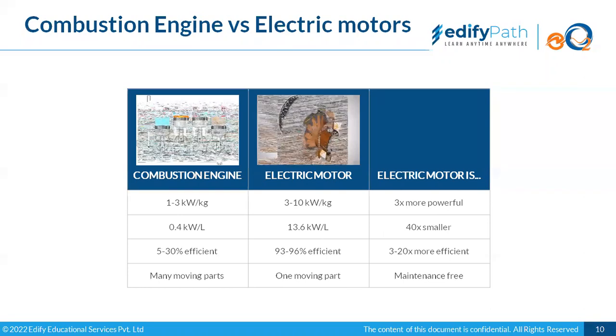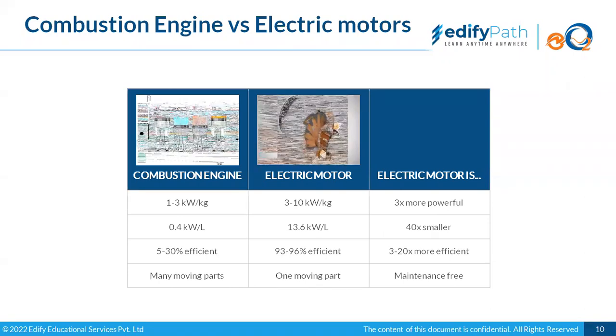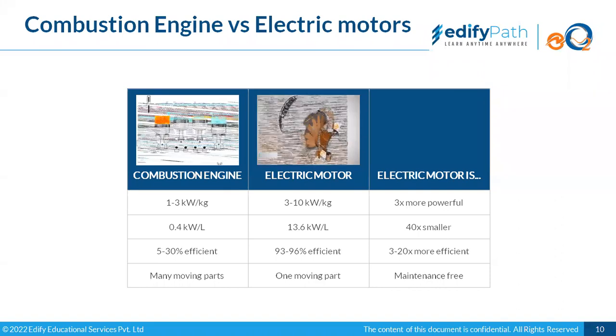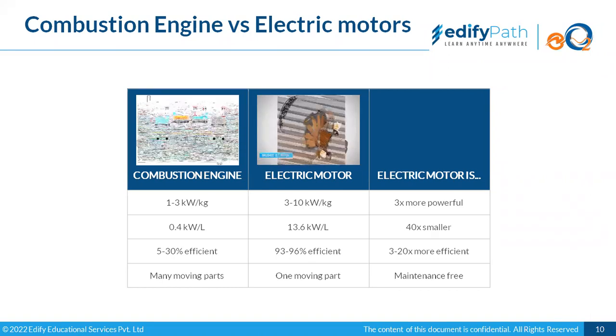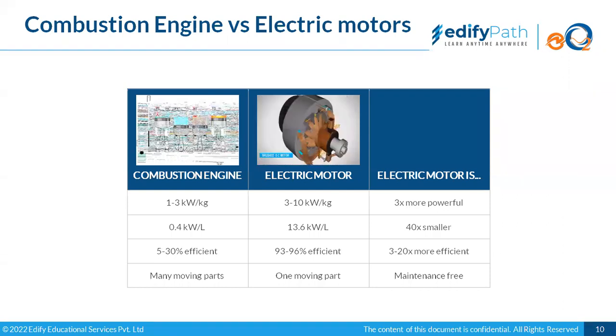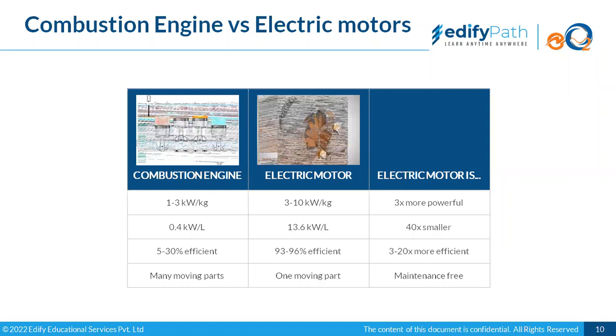So here we are comparing combustion engine versus electrical motor. What advantage do we get if we replace the normal IC vehicles with electrical motors? What are the advantages that we get? So for the combustion engine, we talk about 1 to 3 kilowatt per kg, and for the electrical motor, 3 to 10 kilowatt per kg.